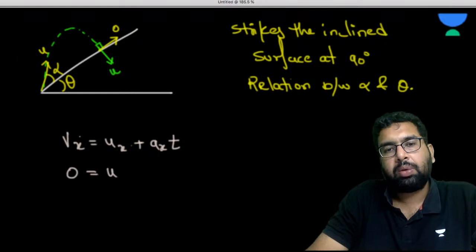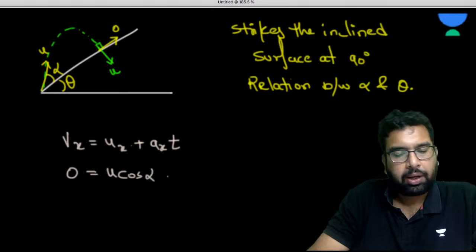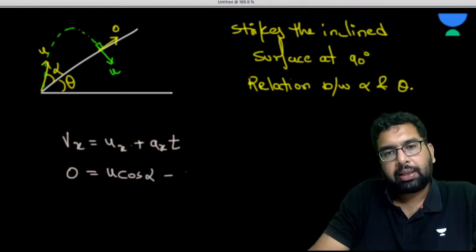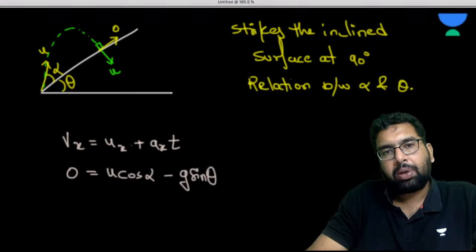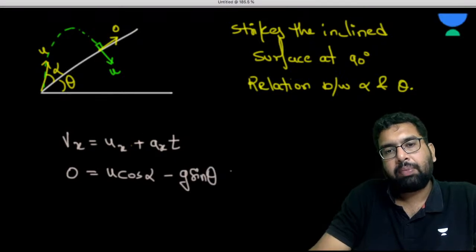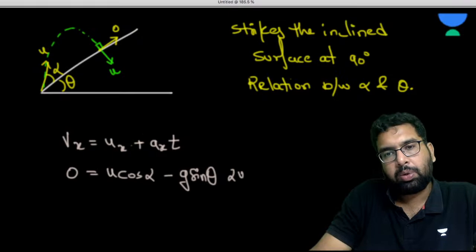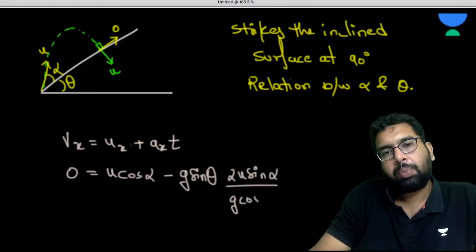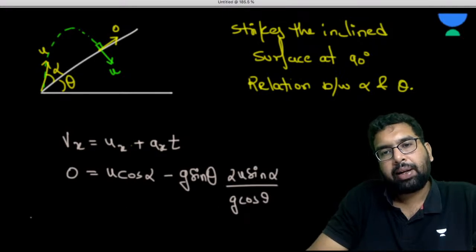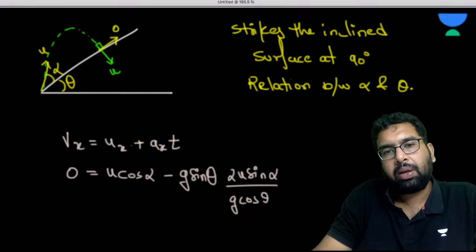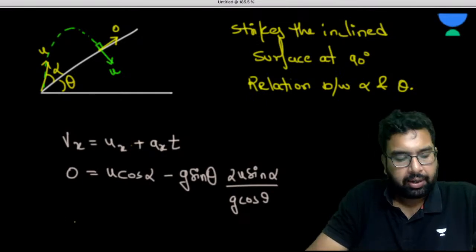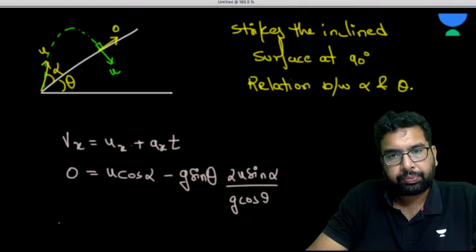Now what is this ux? The ux is u cos alpha. What is this ax? It is minus g sine theta. And what is this t? t is obviously the time of flight, so time of flight is 2u sine alpha upon g cos theta. Now from here, see, can I write it like this? So u and u will cancel out, and we can write it like this. See, it will go like this.